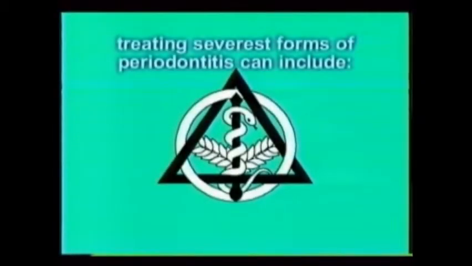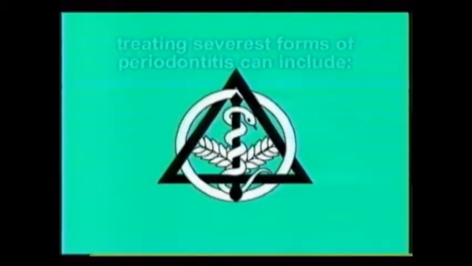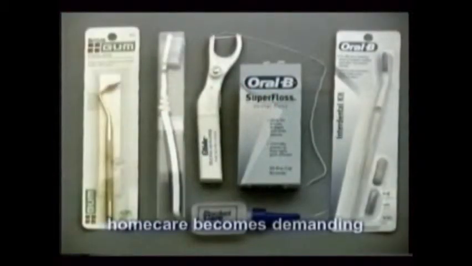Treating the severest forms of periodontitis involves more than periodontal surgery alone. Often, endodontics, special restorative care, oral surgery, and other dental procedures are needed as well. Home care for the patient is extremely demanding. Special cleaning aids, even including tufted pipe cleaners, may be needed.